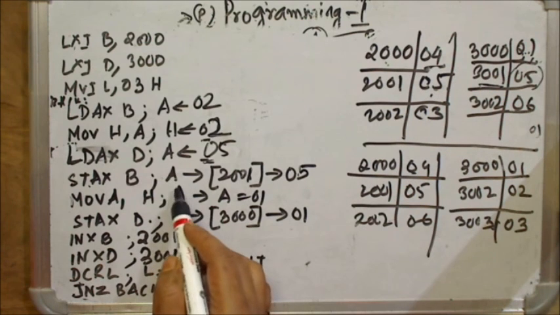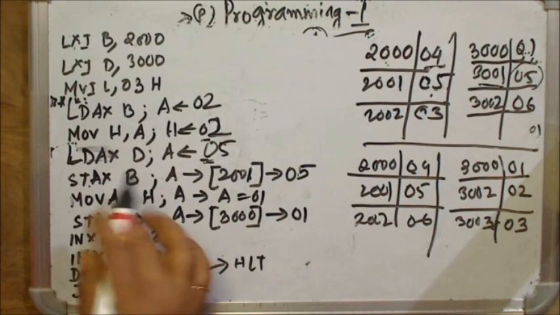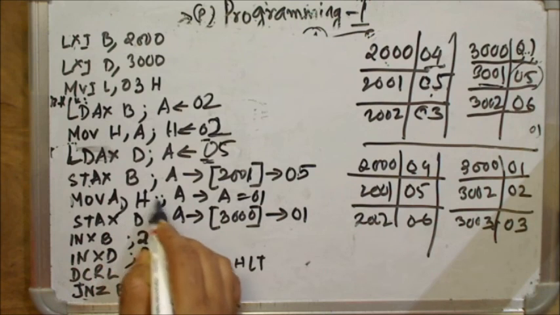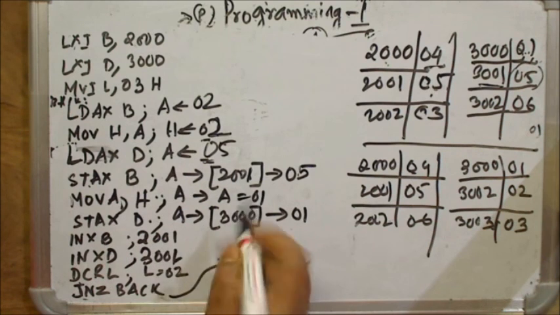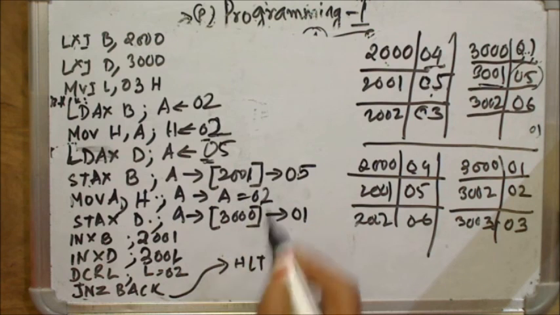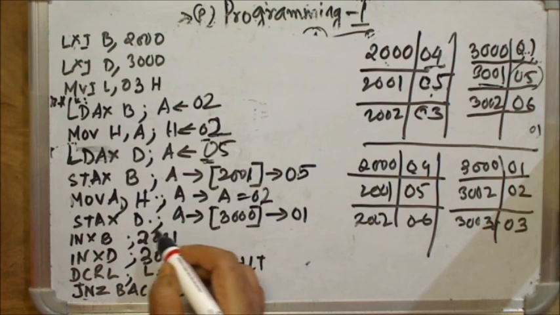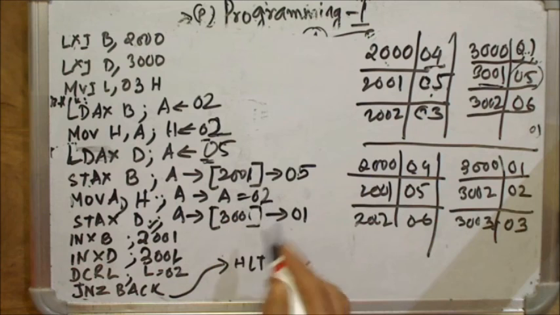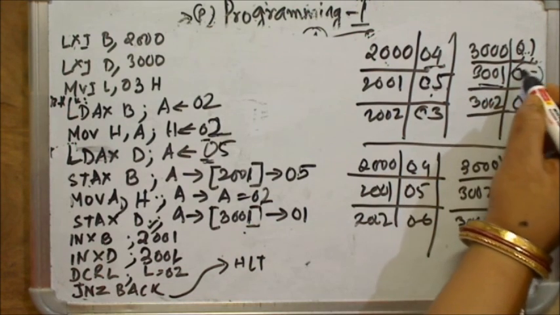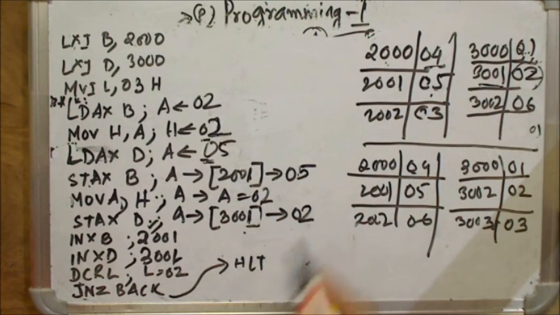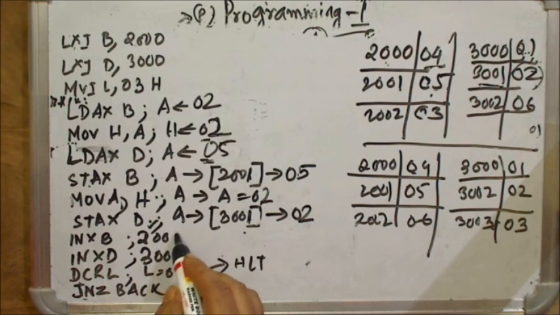Okay, then move A comma H. So whatever data was there in H, what was in H? 02, it will go to A. Okay, so A will be loaded with 02. Then we will put the data of A into the memory location pointed by DE pair. What is the memory location pointed by DE pair? 3001. Okay, so 3001 now will contain the data 02. Okay, then again INX B, INX D, it will become 2002, it will become 3002.